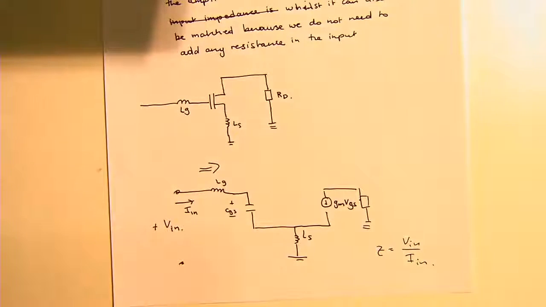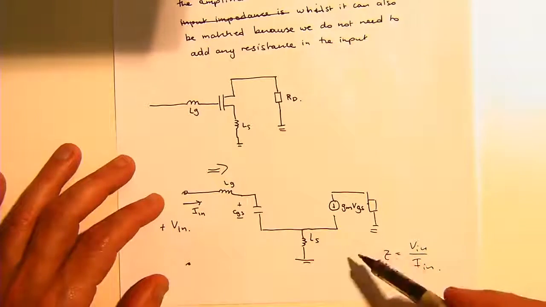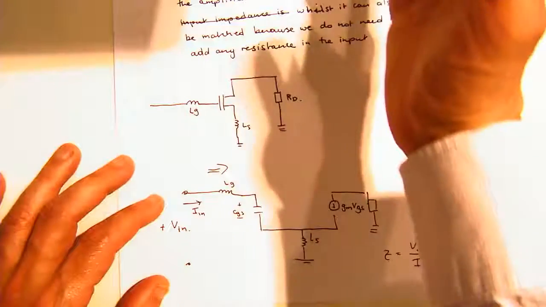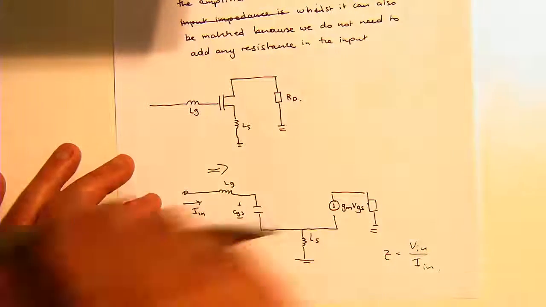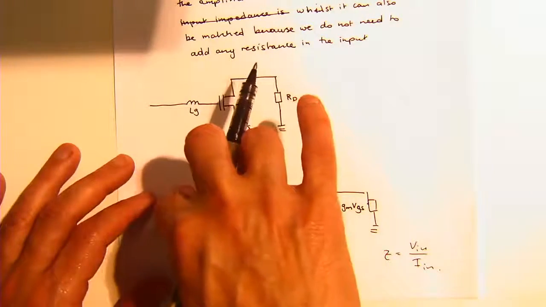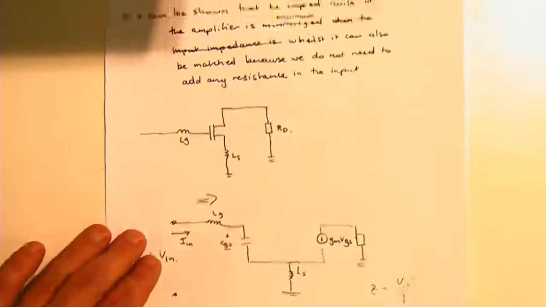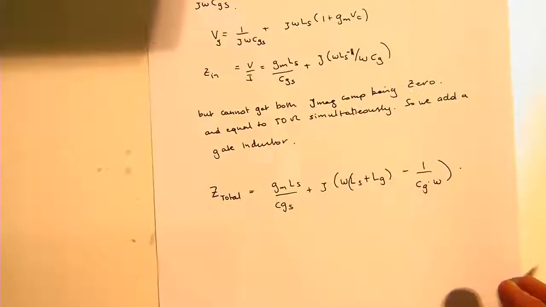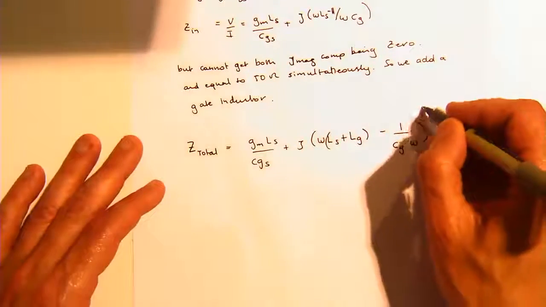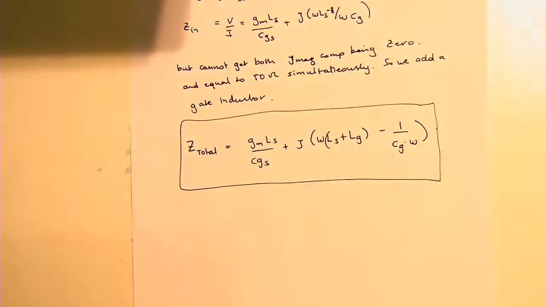In order to work that out, rather than trying to put in a voltage and work out the current, let's assume there's a current I. We've injected a current I. Let's work out what the equivalent voltage is going to be at this particular node. You can go through it very quickly, and what you're able to show is that your total impedance is given by this formula.